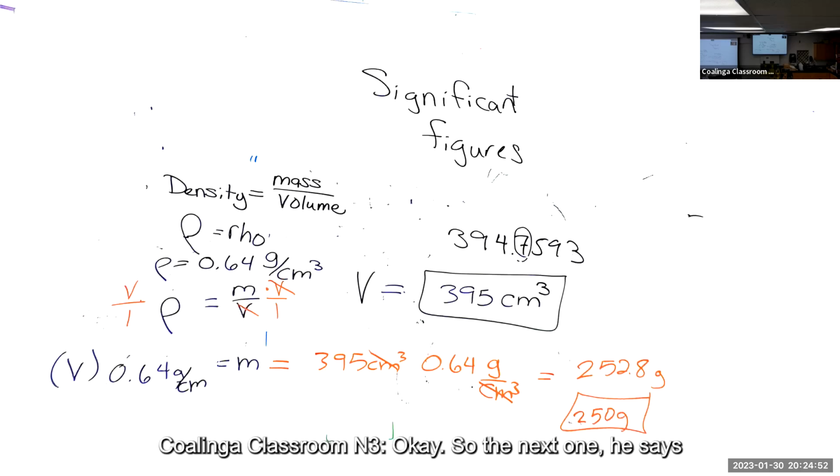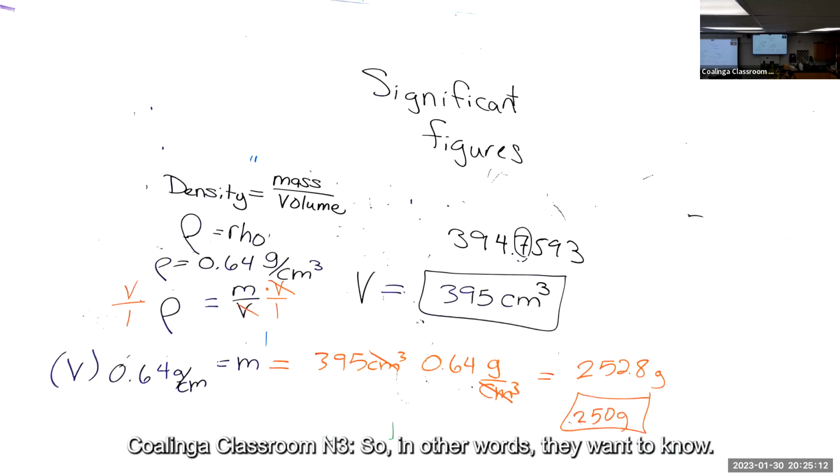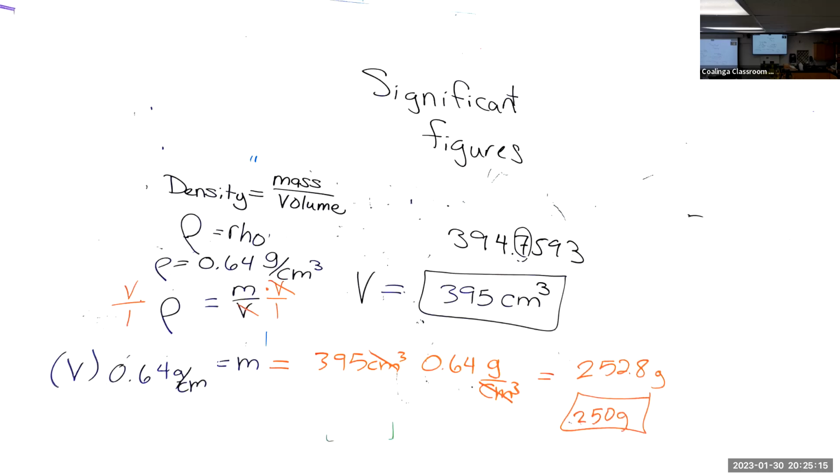Okay, so the next one, it says, an object is measured on a centigram balance to have a mass of 21.00 grams. How accurate is the measurement? So in other words, they want to know, where are we going to have our uncertainty? Is it going to be in the 10th spot, the 100th spot, or the 1,000th?